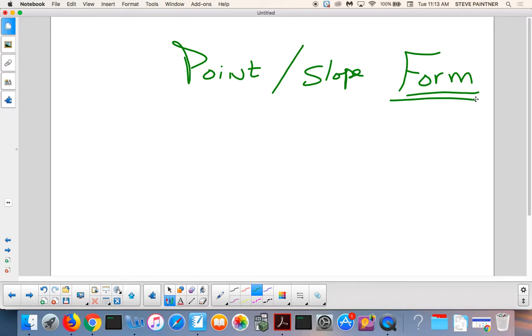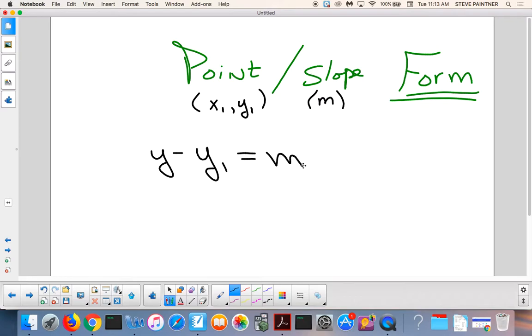Point slope is really easy. You need a point and a slope. Are you watching or are you just talking? Quit talking when you don't know what you're doing. This form looks like this, it's on paper in that box: y minus y1 equals m times x minus x1.